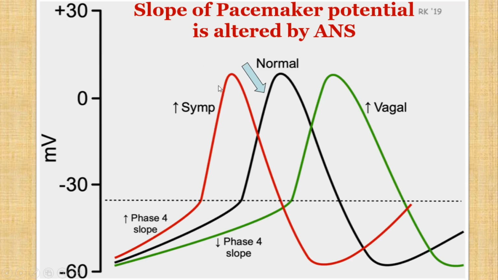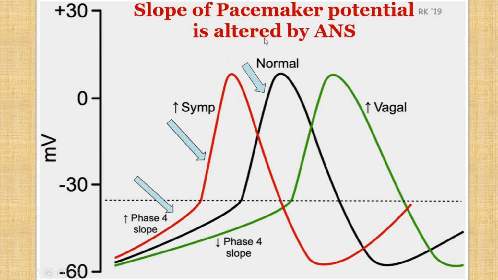One is sympathetic nervous system activation, another is parasympathetic system activation through the vagus. Whenever the sympathetic nervous system is activated, this will make the slope of the pacemaker potential almost vertical, that is very steep. So the membrane potential will move fast to the threshold, and the action potential is generated very fast. So the number of action potentials per minute is increased, and that will also increase the heart rate.